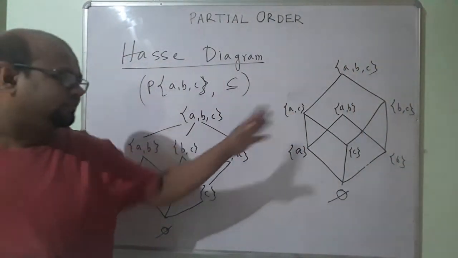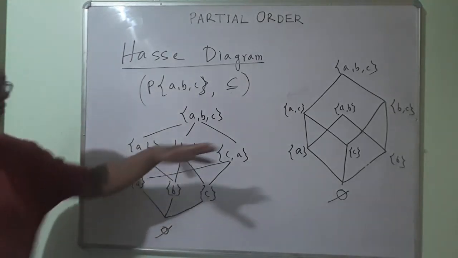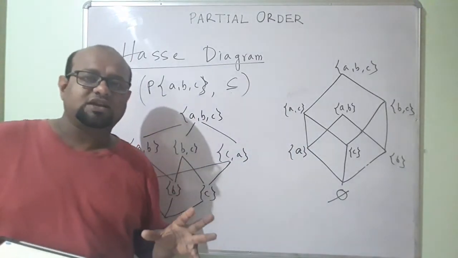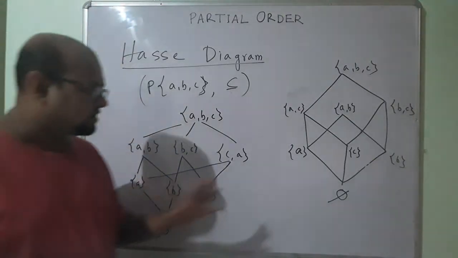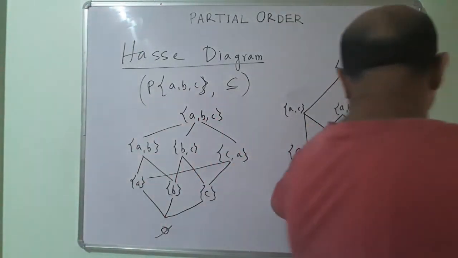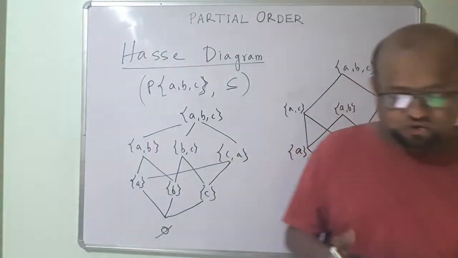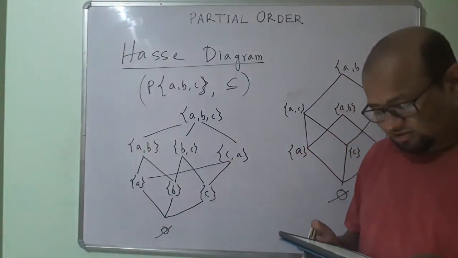So these two are the same Hasse diagram. This looks cluttered, this looks beautiful. But there are no marks for drawing a beautiful diagram, okay? So this itself is sufficient. But your book indicates this one. In my opinion, this looks good. So I drew this.